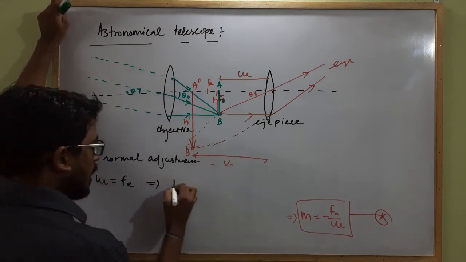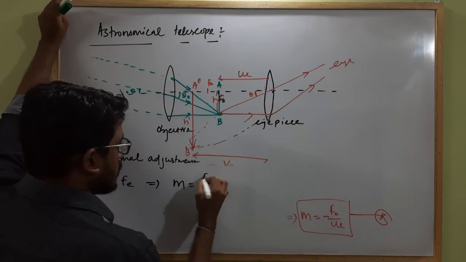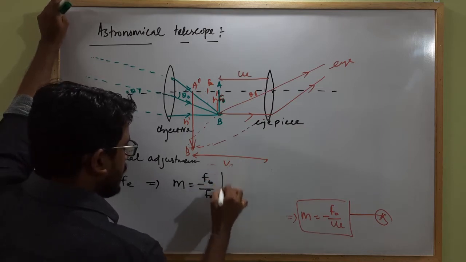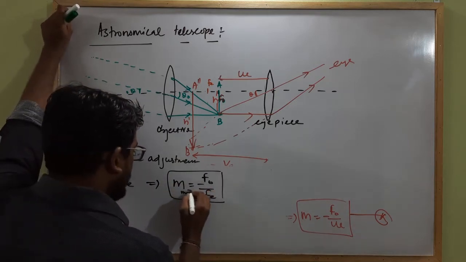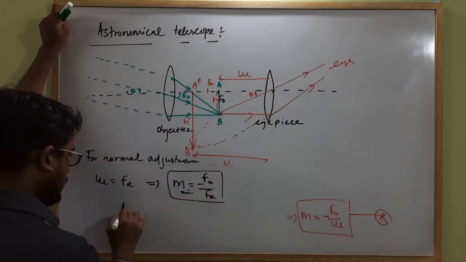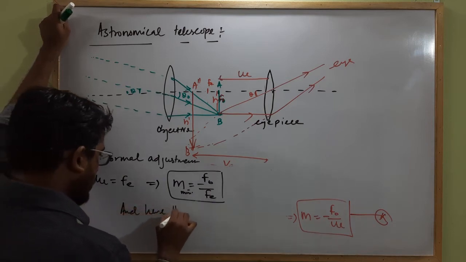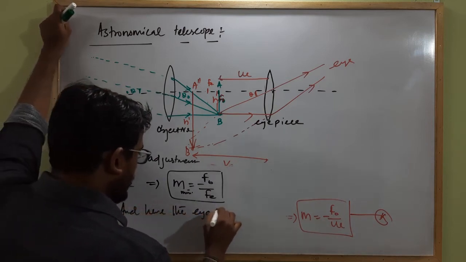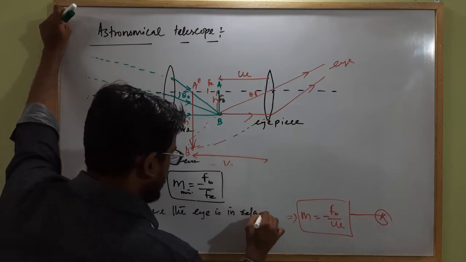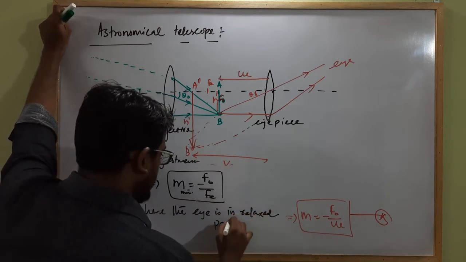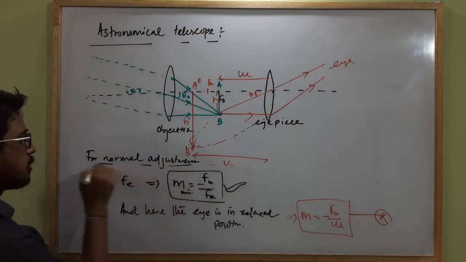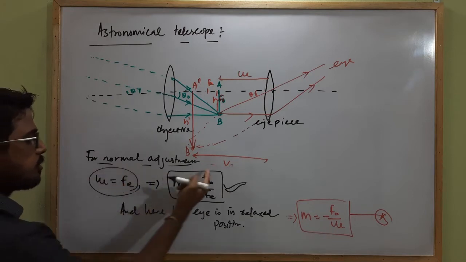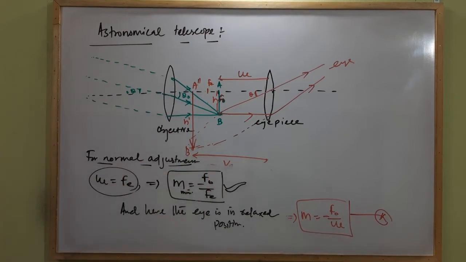So this implies you can have the magnification M equal to how much? Minus F naught by FE. This will be the magnification for normal adjustment, and this is the minimum magnification. Clear? And here the eye is in relaxed position. Clear? You have to remember this. This is the condition for normal adjustment. UE must be equal to FE, so the magnification will be F naught by FE. The negative sign indicates that the image is inverted in comparison to what?